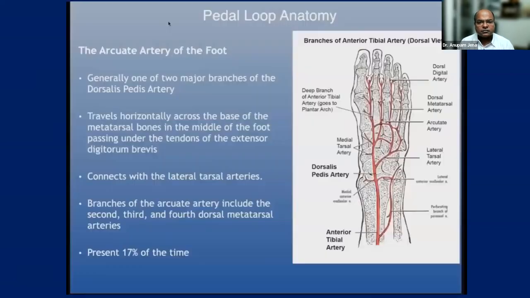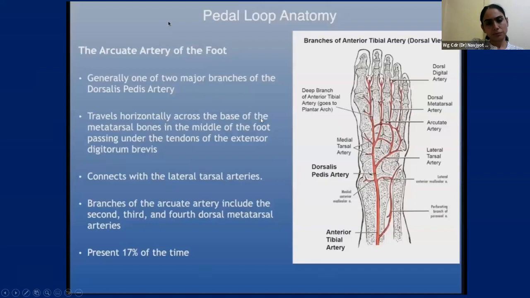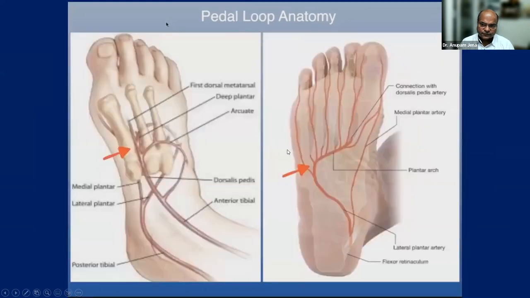Then pedal anatomy is also important in cases because restoration of the pedal plantar loop sometimes is needed, and we can also restore that pedal plantar loop. So this is the arcuate artery. Then here the penetrating branch starts at the base of the first metatarsal and goes to the plantar side and forms the plantar loop.